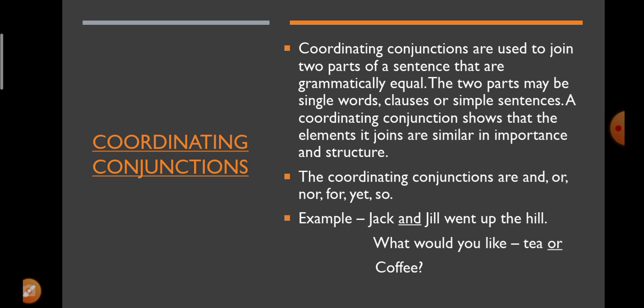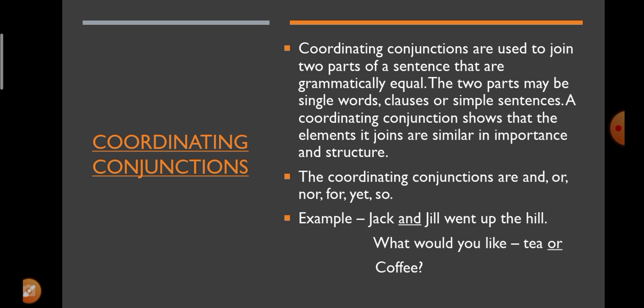Another example is, what would you like, tea or coffee? Again, tea or coffee, single words are used and both are joined with the word or. Coordinating conjunctions always come between the words or clauses that they join. So, they always come in between. This is one of the important things that we need to notice.